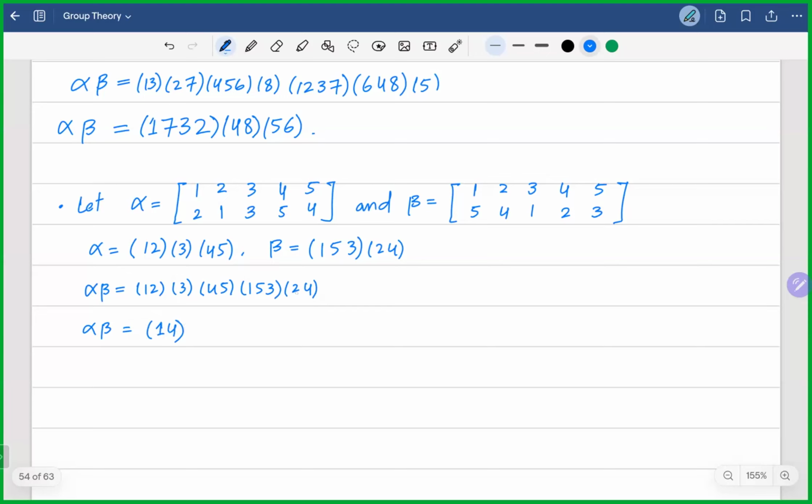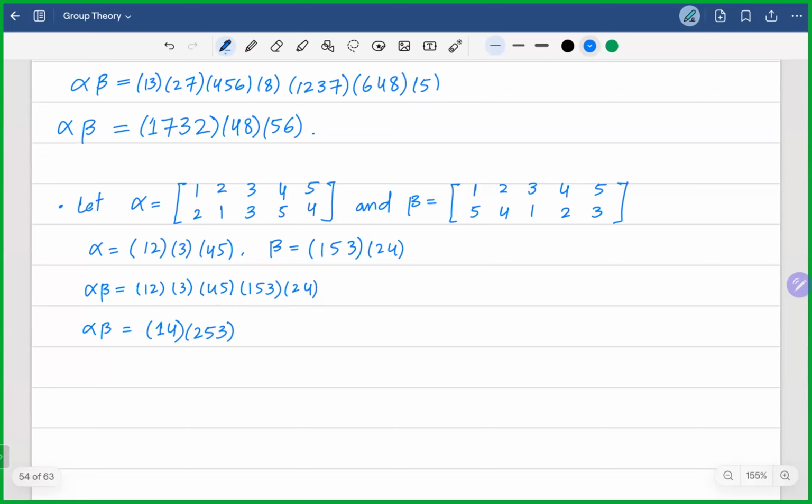Then we check 2. So 2 goes to 4, and then 4 goes to 5. So 2 goes to 5, and then 5 goes to 3, and 3 is fixed. So 5 goes to 3, and then 3 goes to 1, and then 1 goes to 2. So 3 goes to 2, and then it's a complete cycle.